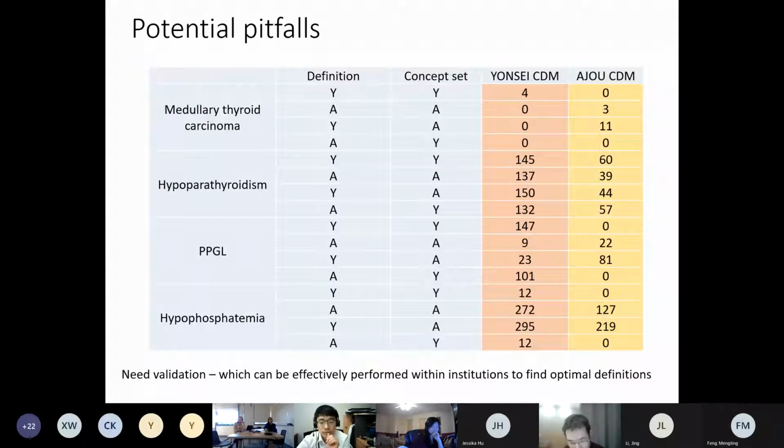And then after defining the optimal operational definitions or phenotyping for these 4 diseases, the problem still remains, because when we compare the Yonsei Severance Hospital common data model and Ajou's, which Chen worked on previously, we found that because of the differences in definitions and even in the concept set, the number that we captured by using the same operational definition differs significantly. So how we can harmonize these definitions and concept sets in terms of rare endocrine disease still remains a task for our study. But I think we can hopefully overcome it by the end of this year with the harmonization of the definitions and concepts. We are working on that, and I'm really eager to share those results maybe a few months later.